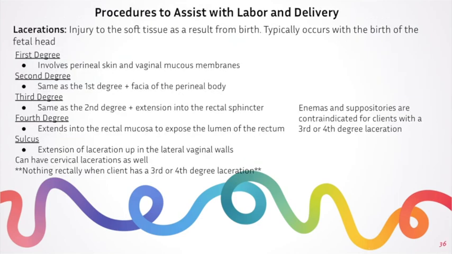All right, a bit about lacerations. So a laceration is just injury to the tissue. It's just a cut. You can have a laceration when you fall and scrape your knee, or if you run into the wall when you're walking down the hall. All right, so this is a perineal laceration. We can have first, second, third, fourth, and sulcus lacerations. And again, this is tearing of the skin.